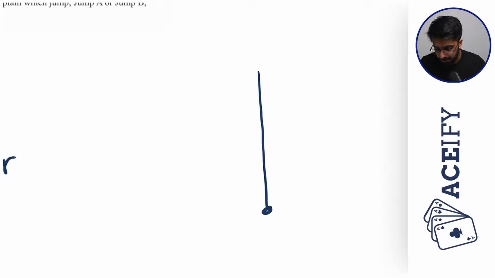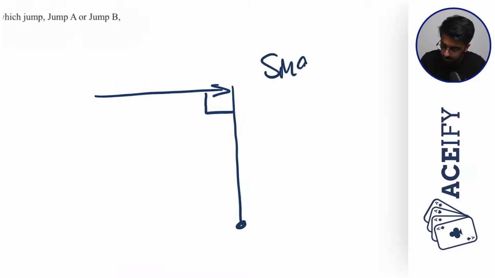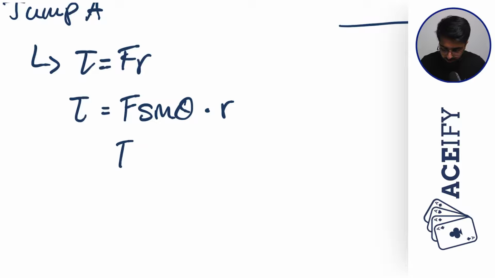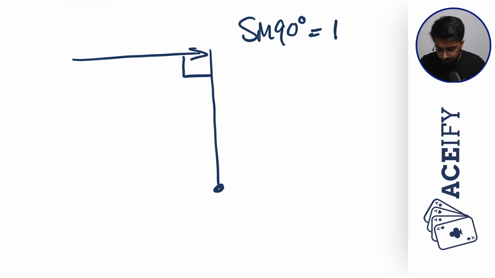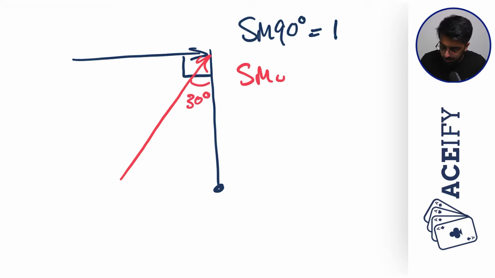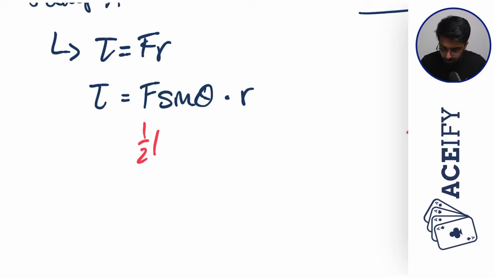Well, if we think about it, if a force is directly at right angles to this lever arm, meaning we have a right angle right here, sine 90 degrees is equal to 1. And so therefore, it's F times 1 times R, which is F times R. So the sine component effectively just goes away. However, if the force is coming in like this, and let's say this is 30 degrees, we would have to do sine 30 degrees, which is equal to half. And so we would have half our force times our radius will give us our torque.